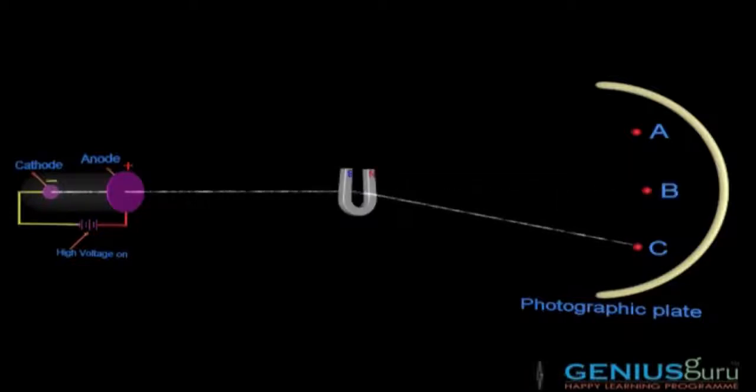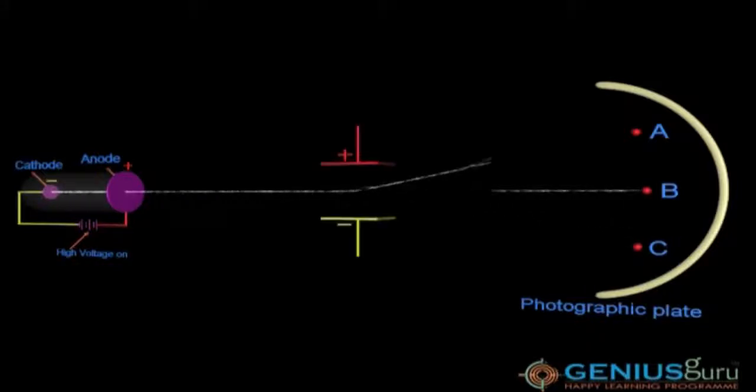Suppose when the magnetic field alone is kept, here look at the magnetic field. This is the magnetic field which contains north and south poles. When the magnetic field alone is turned on, electrons strike at the point C. Yes, this is the point C. So that means in the presence of the magnetic field, the cathode rays should strike at C. Similarly, when the electric field alone is turned on, the electron strikes at point A. So these are the three cases, A, B and C.